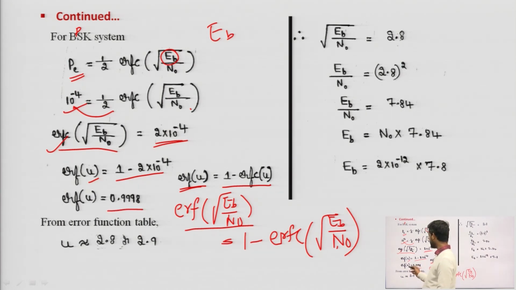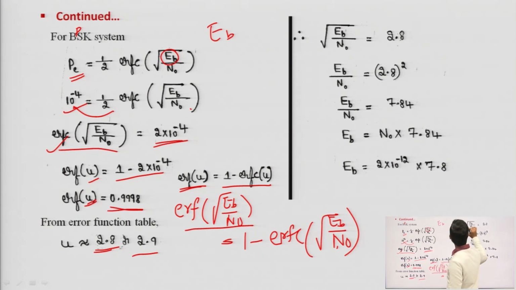I can get this U. For what value of U would the error function be 0.998? This would be nearly 2.8 or 2.9. From the error table we can find this. So for this, I got U as 2.8 or 2.9.